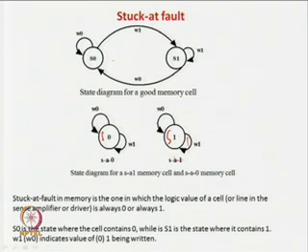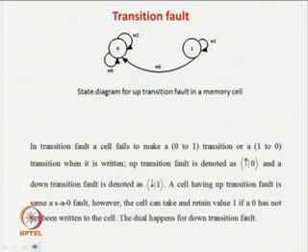So, what happens? Stuck-at means the logic value is always 0 or 1, just like the stuck-at fault in a sequential or combinational circuit. In this case also, a stuck-at fault in a memory is one in which the logic value of a cell is permanently 0 or 1. In state 0 it is 0 and in state 1 it is 1, but if you cannot move from one to the other, it is a stuck-at-1 or stuck-at-0 fault.